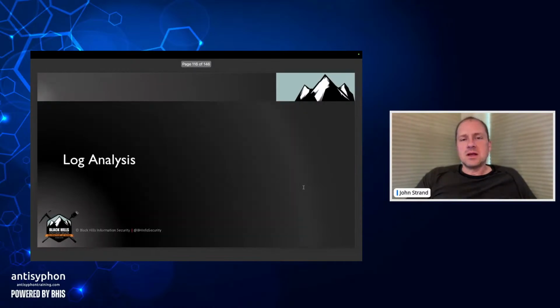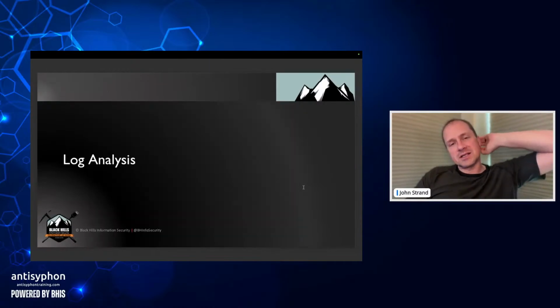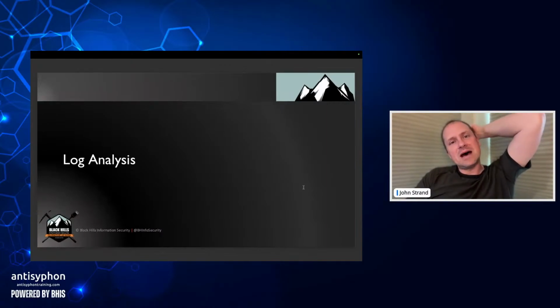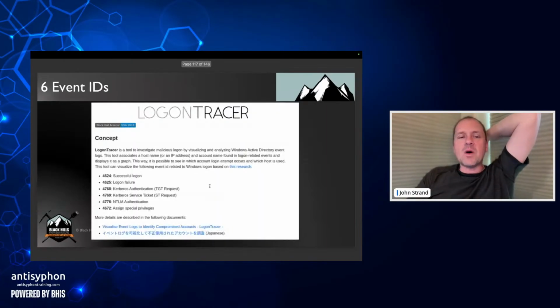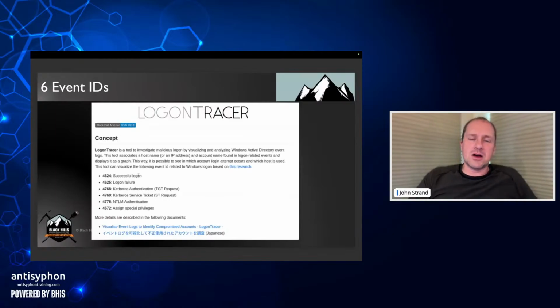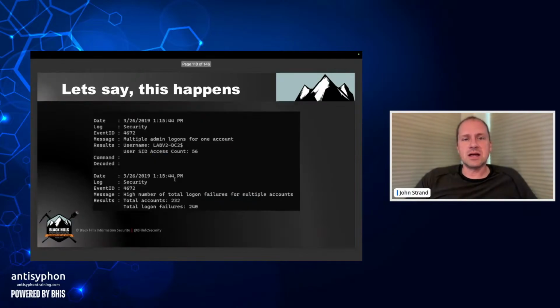All right. So if we're doing log analysis, what are the primary logs that we need to look at? Overall, for Active Directory, LogonTracer from JPCERT uses these: the 4624 and 4625 for logon and logon failure, Kerberos authentication 4768, Kerberos ticket request, which would be 4769, and then NTLM authentication and special privileges. You can do a lot with just those logs. Now, there are going to be blind spots, but we're trying to make sure that we're getting what we need to start.